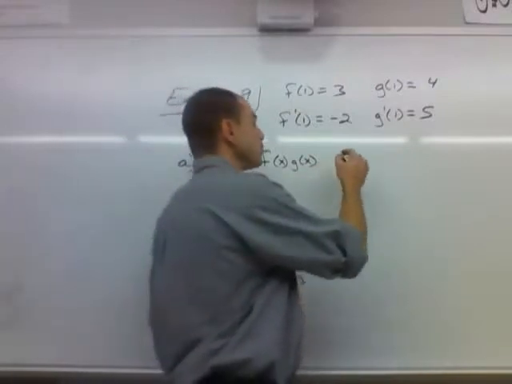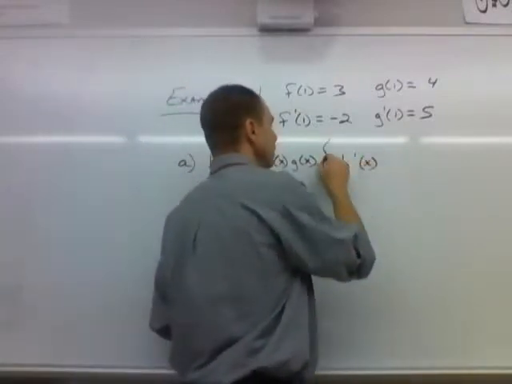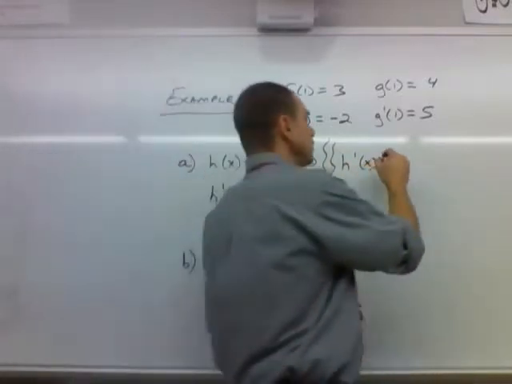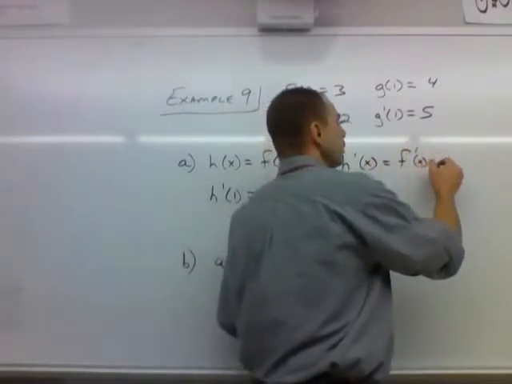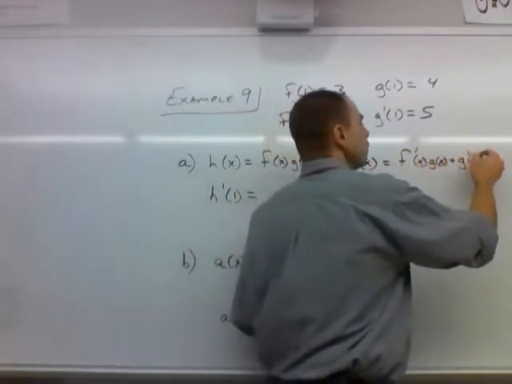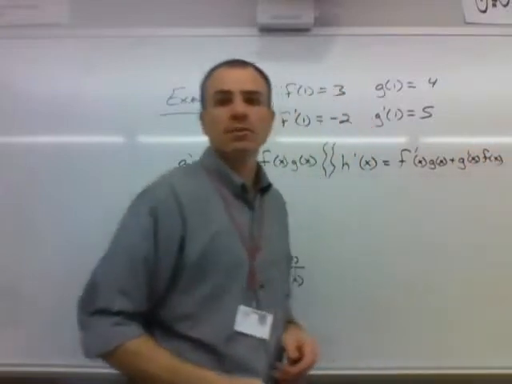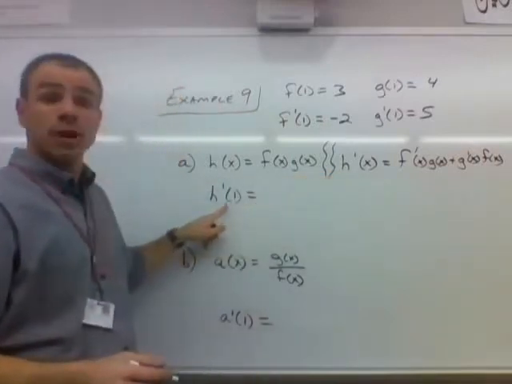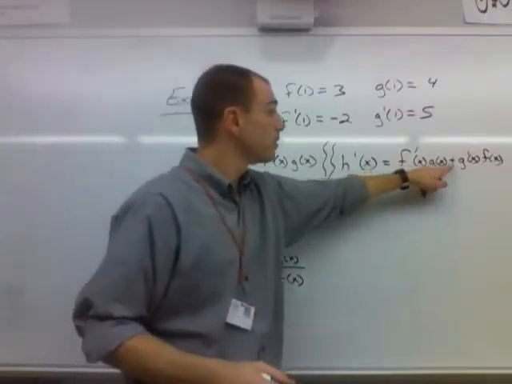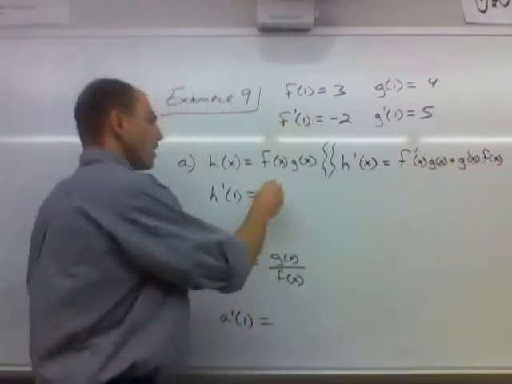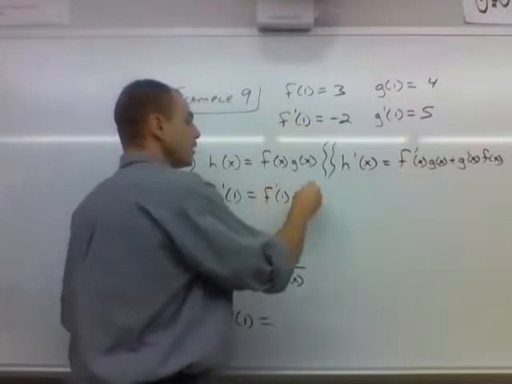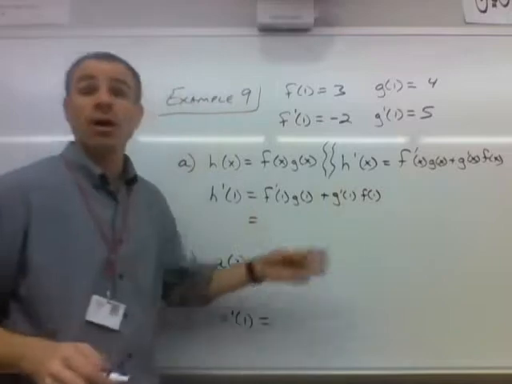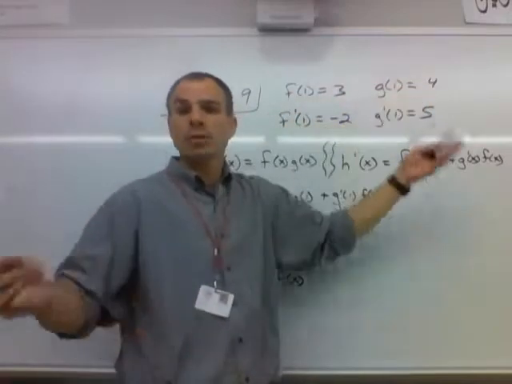So let's get h prime for starters, h prime of x. Well, again, it's f times g, which means that we need the derivative of the first times the second plus the derivative of the second times the first. We have to use the product rule in order to get that done. Now, we're interested in h prime of 1. So we're going to replace x's with 1s. So we have f prime of 1, g of 1, plus g prime of 1, f of 1. And if we replace all of those with what we know up here, we're going to get our answer.